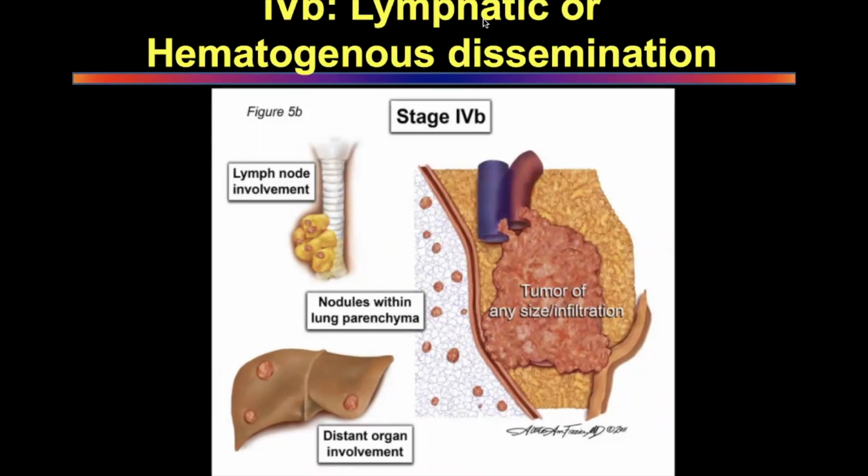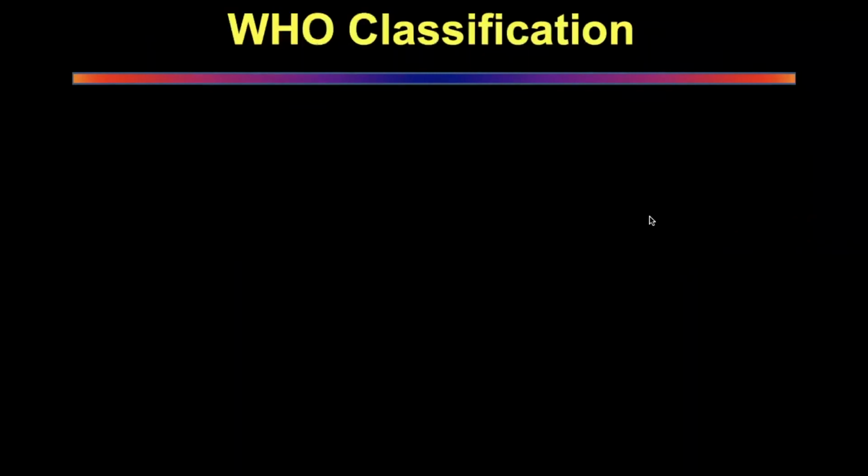So there has been lymphatic or hematogenous spread. This is hematogenous spread. This is hematogenous spread. This is lymphatic spread. Okay. So when there is a lymphatic spread or hematogenous spread, then stage 4. Okay.